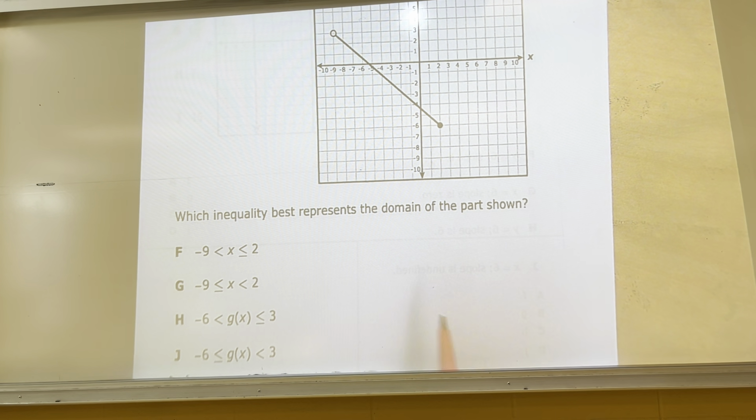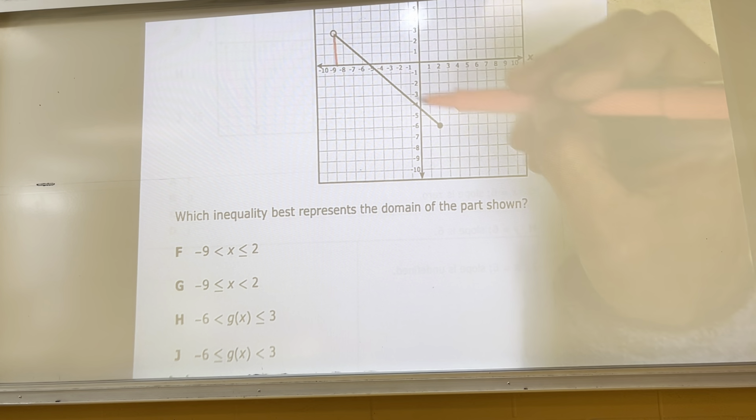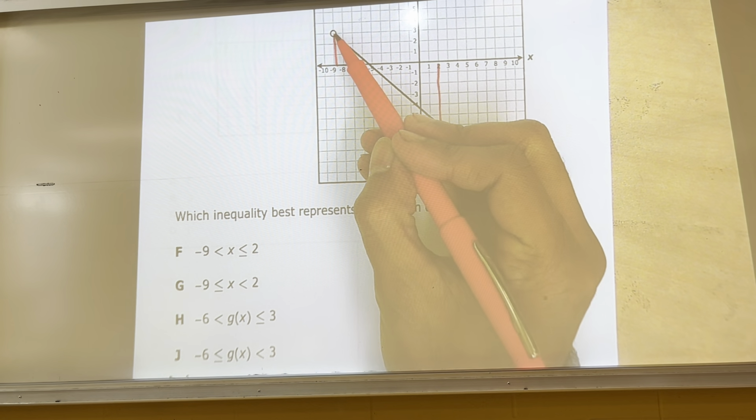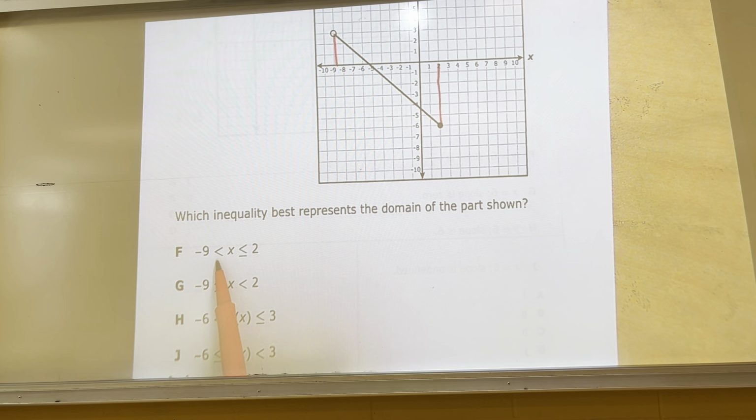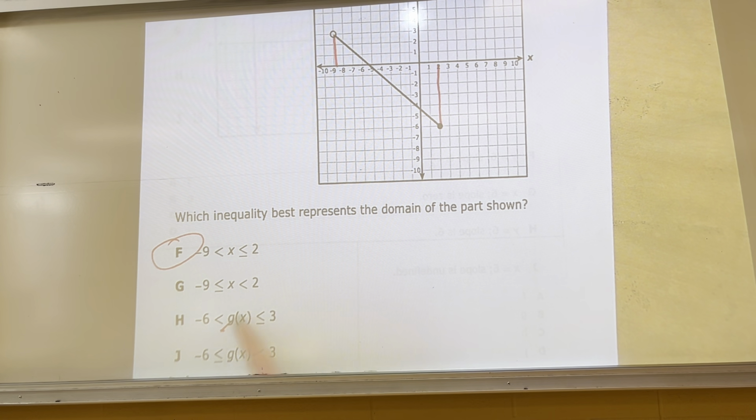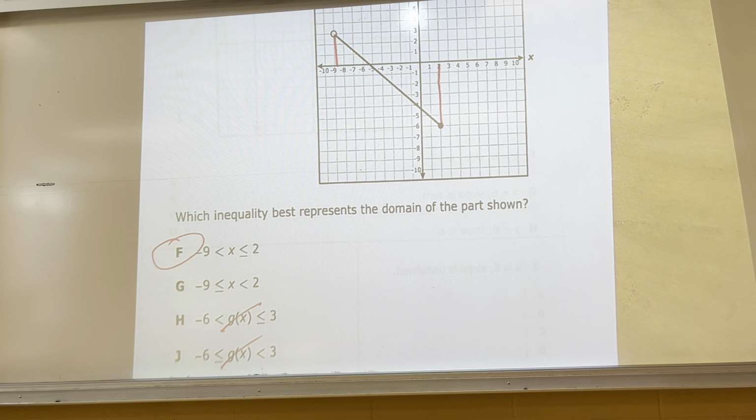All right. The domain goes from here to here. It's open, so it should not have a line under it. It's closed, so it should have a line under it. That is the domain. Finished. It's done. This is a y. Get lost. Domain is x. Say goodbye.